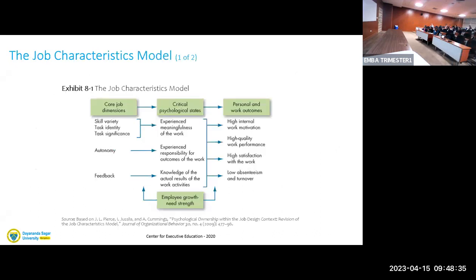So let's go. This is a very important model and I want you to pay close attention because it is central to motivation theory. It's one of the later theories and the job characteristic model talks about job redesign, or how jobs are designed. And what is said in this framework is that what really interests people in a job are five core dimensions. You can see them here. And they are skill variety.